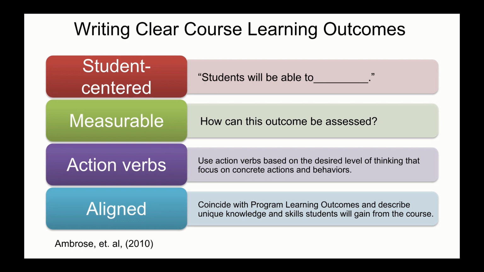Now that we have a sense of what comprises course learning outcomes, we can begin to write them. These course outcomes should be student-centered, measurable, and using action verbs that explicitly state what you expect from your students. Course learning outcomes should be aligned with the learning outcomes of a program, but will be more specific than that at the programmatic level, as they describe the unique knowledge, skills that students will gain from that particular course.